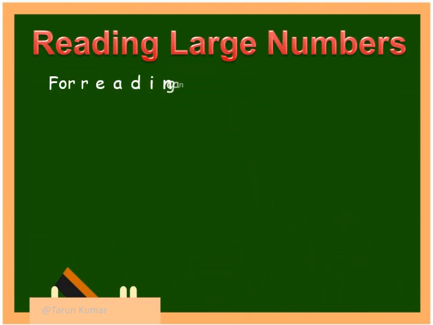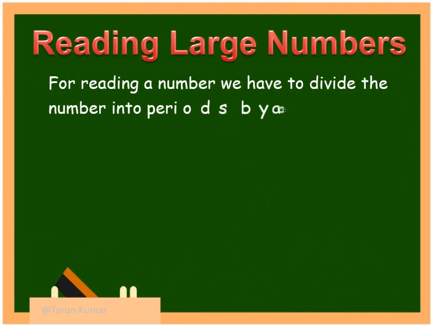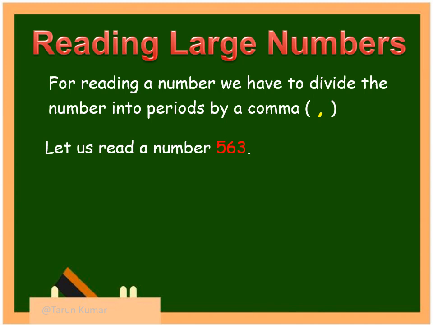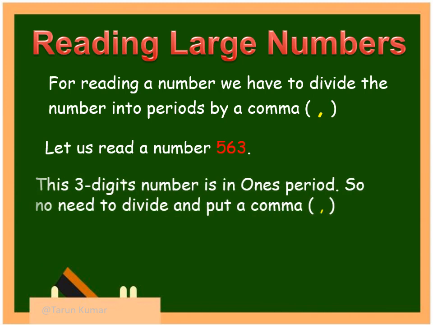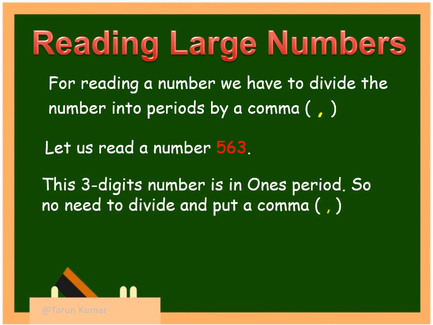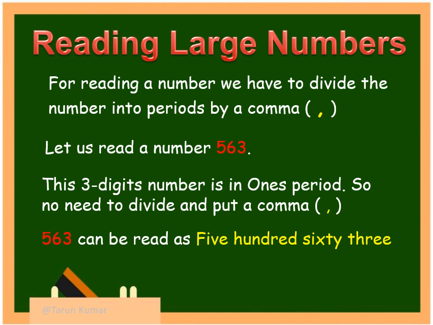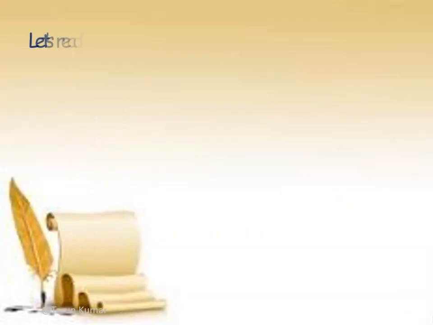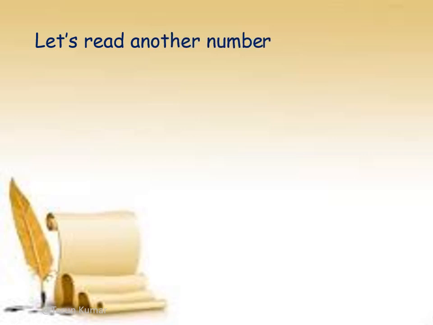Now, reading large numbers. For reading a number, we have to divide the number into periods by a comma. Let us read a number 563. This 3-digit number is in ones period, so no need to divide and put a comma. 563 can be read as 563.